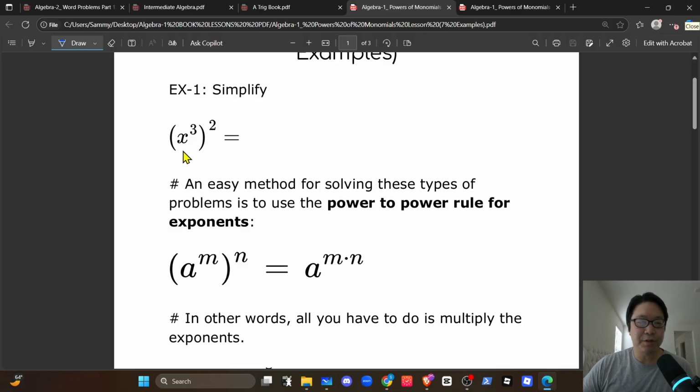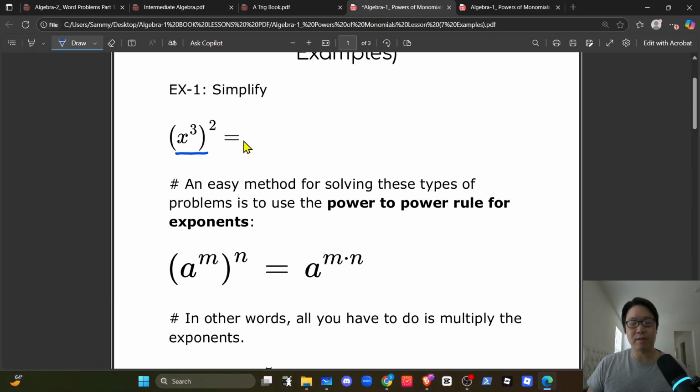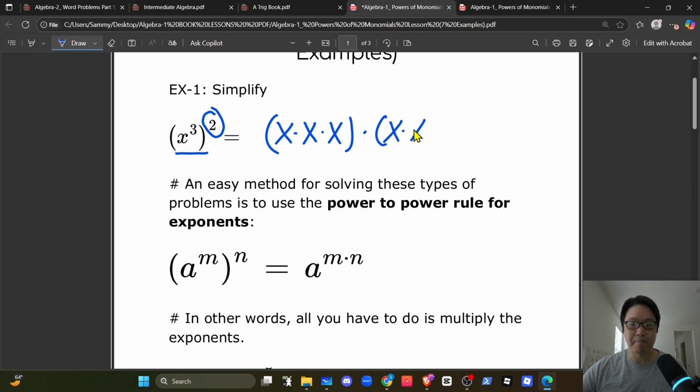So here we have x to the third raised to the power of 2. How should we go about solving this? Well, one way we can solve this is to simply list out the number of x's you have and then multiply them all together. So we're squaring x to the third power. x to the third power means we have 3 x's that are multiplying each other, and we're squaring it, so we're going to multiply it by itself.